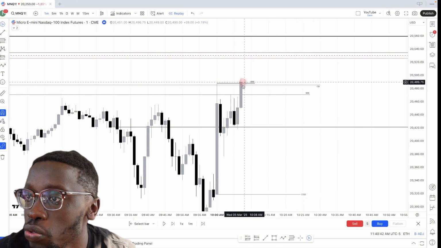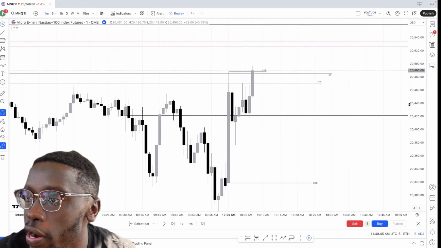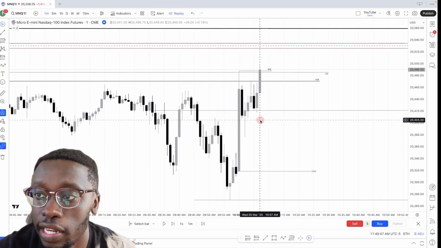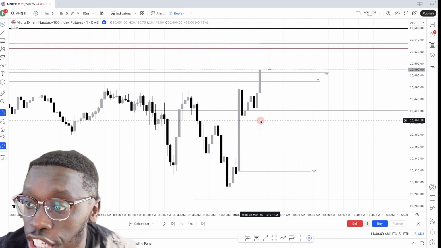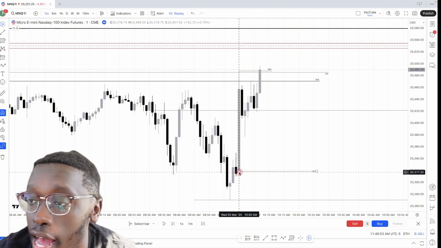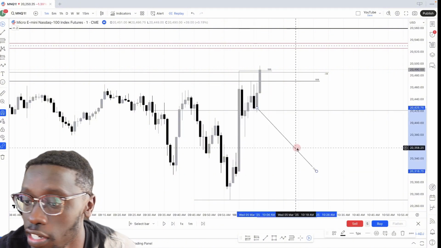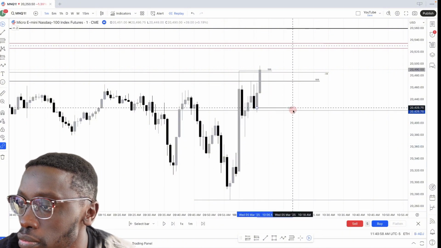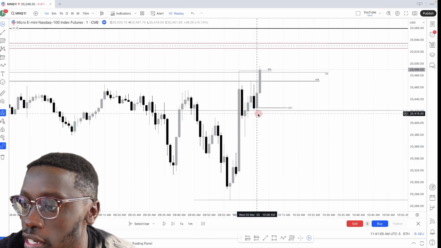So now at this point, once we take out this high, now, where is my change of state of delivery? Well, again, like I said, the change of state of delivery in a bearish scenario is always going to be the up close candles that take out the highs, right? So now my change of state of delivery is here at this opening price at 10:06, right?